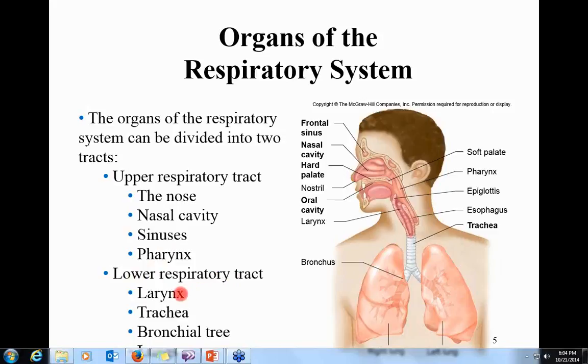The lower respiratory tract includes the larynx. The larynx is right here, if we're looking at the figure on the right. This is where the vocal cords are, and it is the opening to the trachea, which is right here. We have the bronchi, and they branch, so you get the bronchial tree, and they're carrying the air into the lungs, which of course are right here. So if you have a lower respiratory tract infection, that's an infection in this general area here.